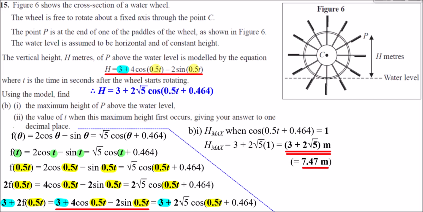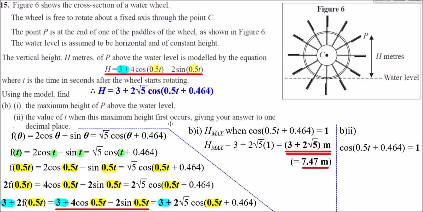For B part 2, we want the value of t when the maximum height first occurs, giving the answer to 1 decimal place. So this maximum occurs, we said here, when cos of 0.5t plus 0.464 equals 1. So just returning to that point again, we can now think about when that happens. So when is cos at a maximum? Well, cos is equal to 1 when this is equal to 0. Cos of 0 is equal to 1.